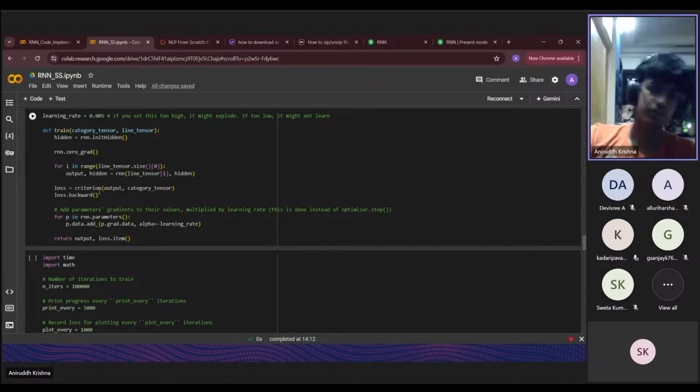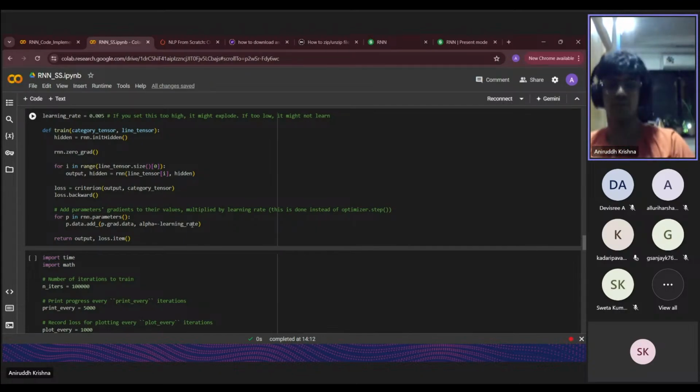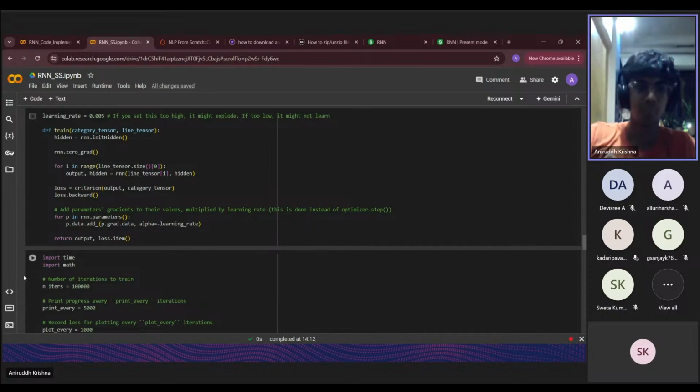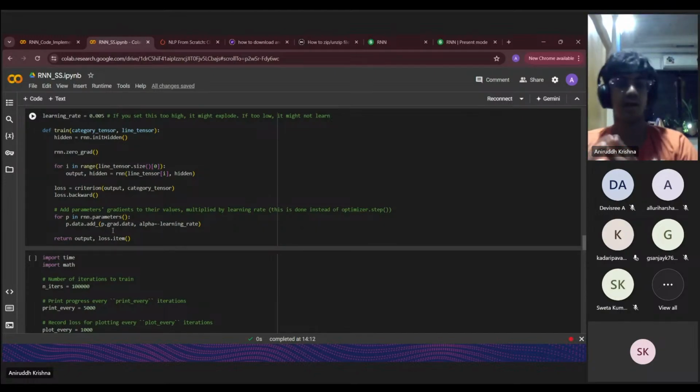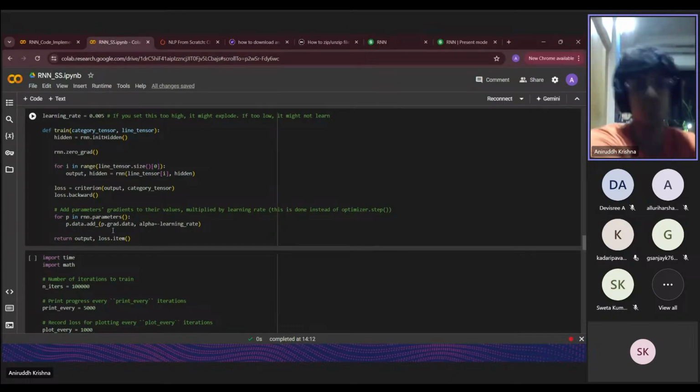And then after that, usually we use a function called optimizer.step. Here I've just used something different from that, but it does the same job. For p in rnn.parameters, p.data.add_(p.grad.data, alpha=-learning_rate). So this is basically just adding the parameters' gradient to the values, which is what we do in optimizer step. And then this will go back to the for loop, and we'll be getting the updated values accordingly.